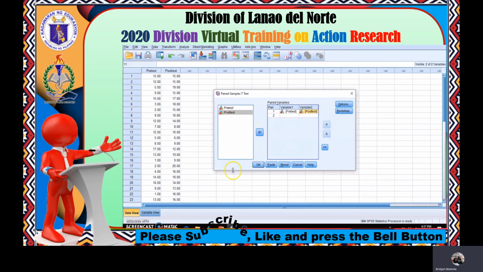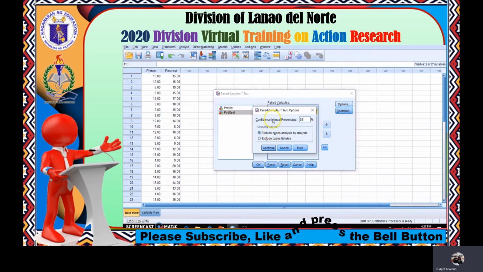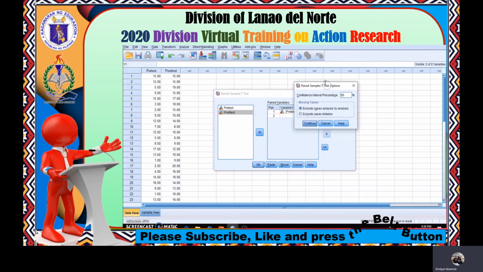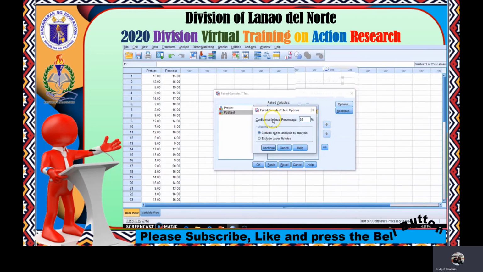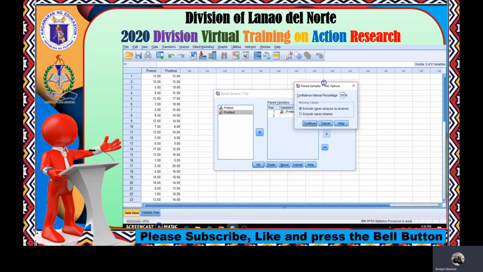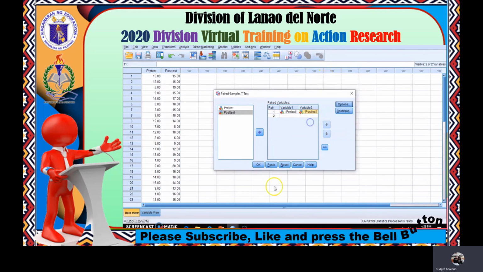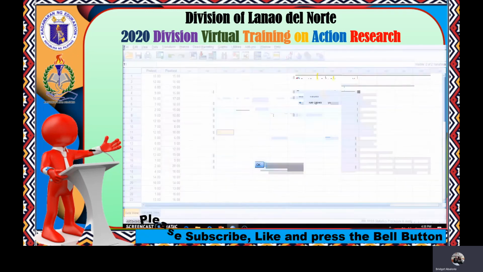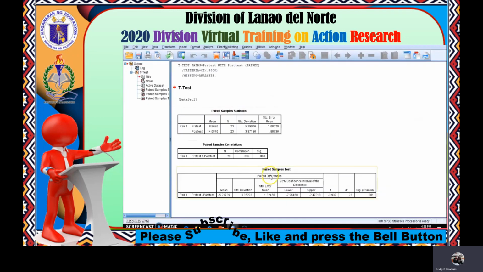Right after, let's go to options in order for us to check the confidence interval percentage. And in my case here, in my dialog box, nakita nga 95%, which is the correct confidence interval percentage since we are dealing with sociological science in this study. Okay, let's click continue. Right after, we're going to click OK, and the result is now here.